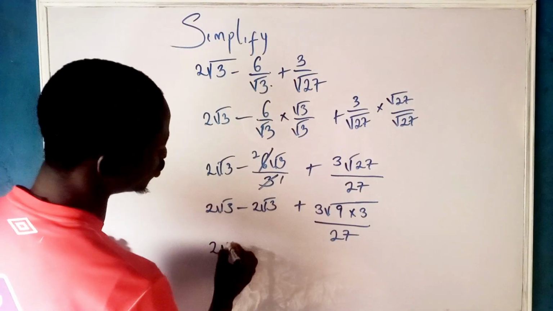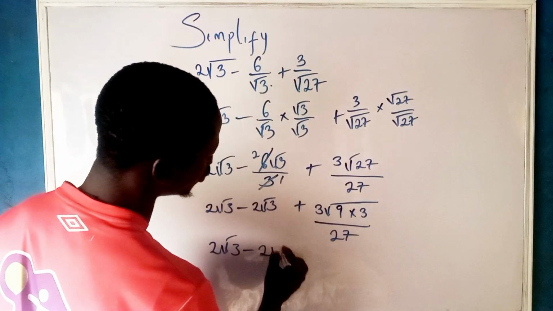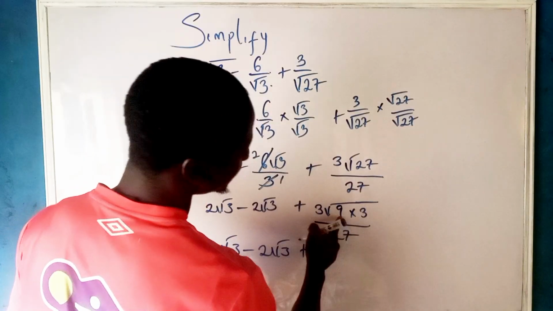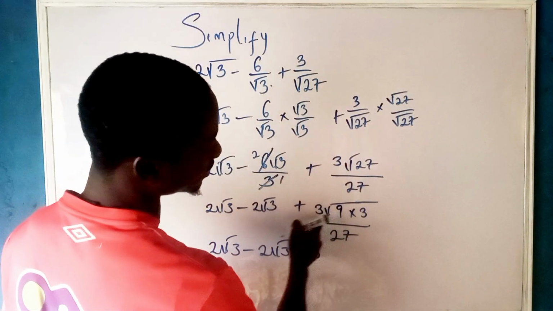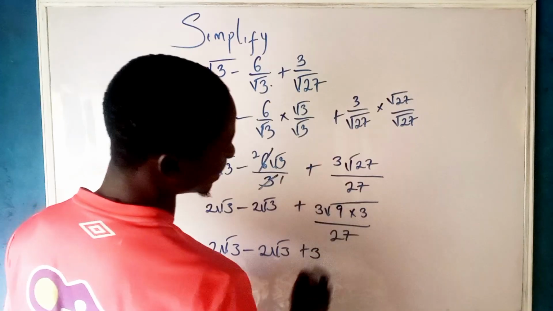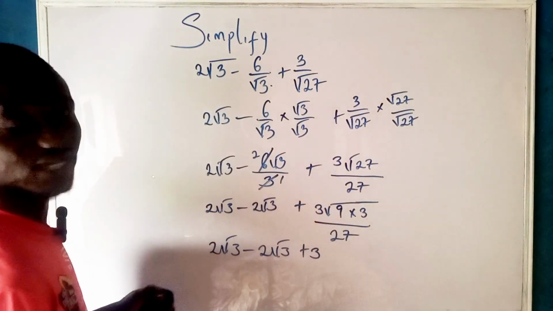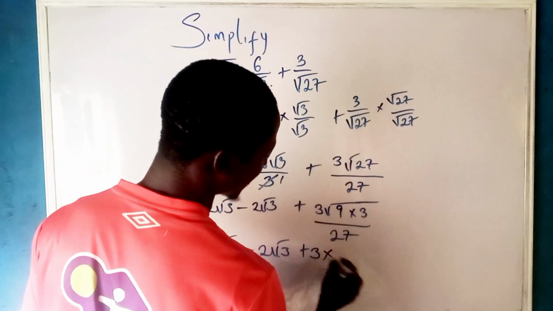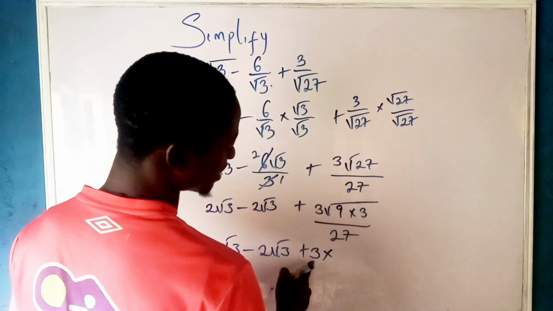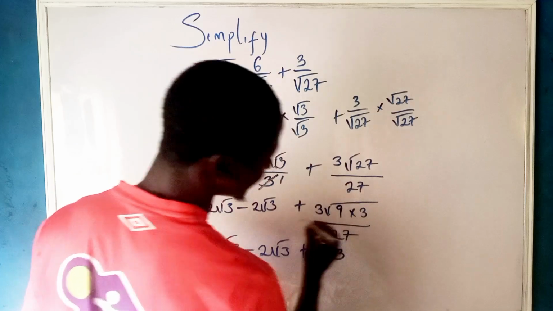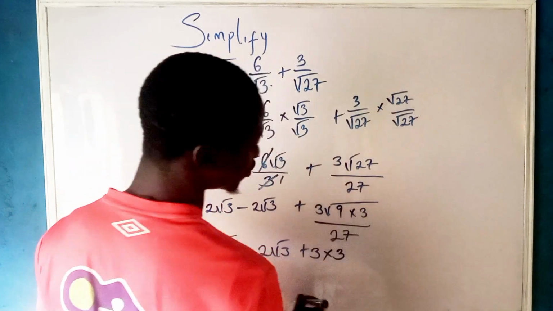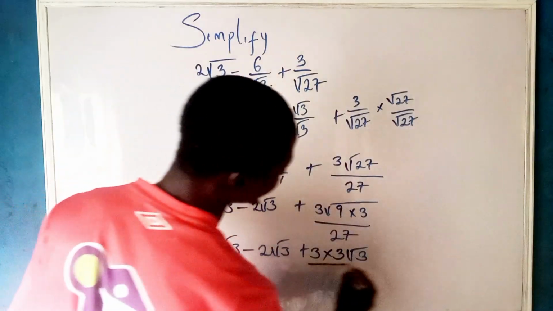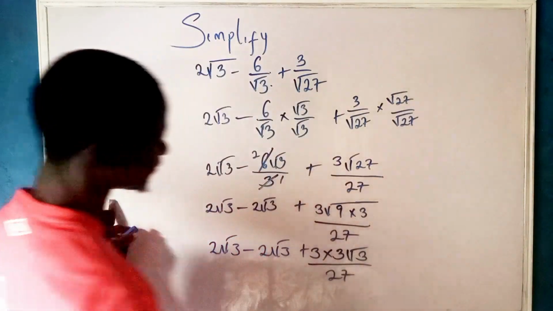Then we have 2 root 3 minus 2 root 3. Then plus the square root of 9. This 3 is over here. The square root of 9 is 3. So because the square root of 9 is 3, and we have made it a perfect square, we are going to bring it out and multiply it by this 3 over here. So you have 3 multiplied by 3. Then what will be in the square root is only 3. Then all over 27.